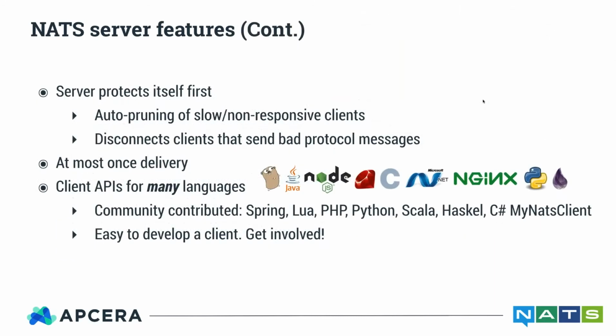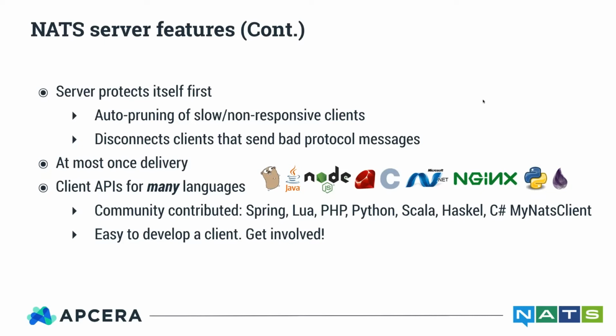One of the design features of the NATS server is that it protects itself at all costs. What that means is that whenever there's a client that is very slow at consuming messages, the NATS server typically will kick them out. That way it prevents degrading the experience for other clients. Similarly, if a client sends a message that is a protocol error of some sort, the NATS server will disconnect. So it has a very simple behavior in how to deal with things that are not behaving in the way that we expect.